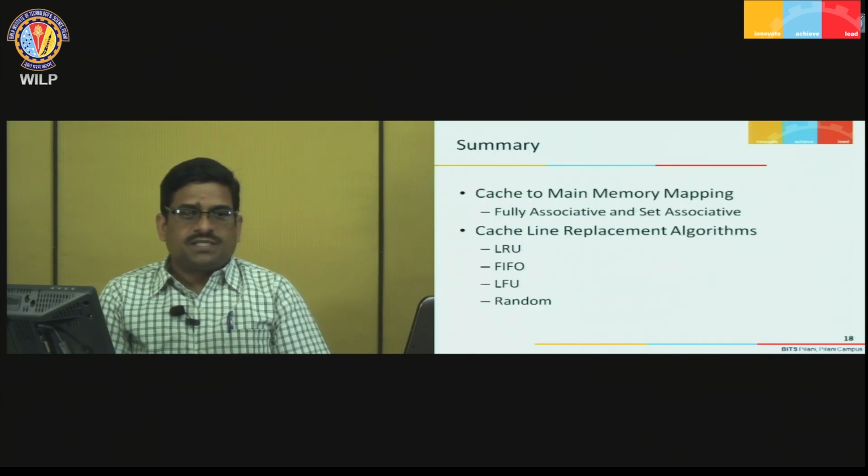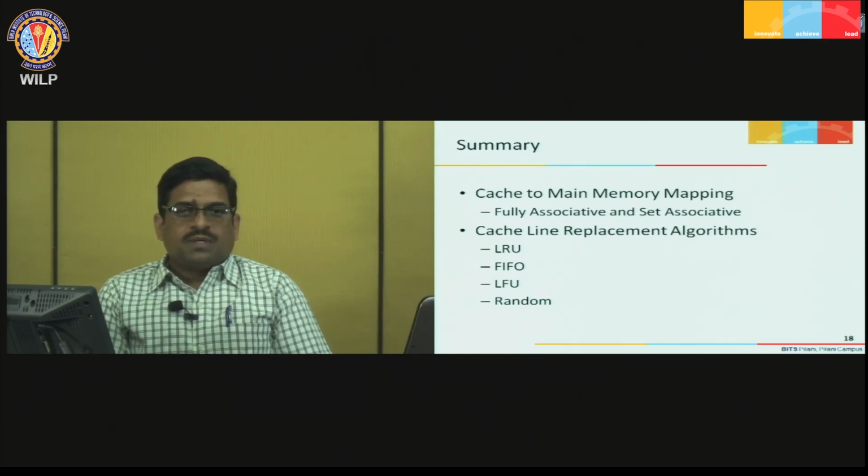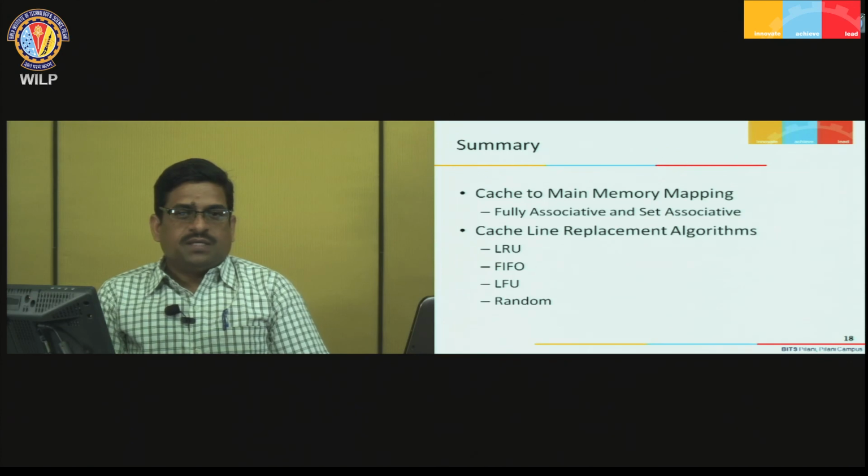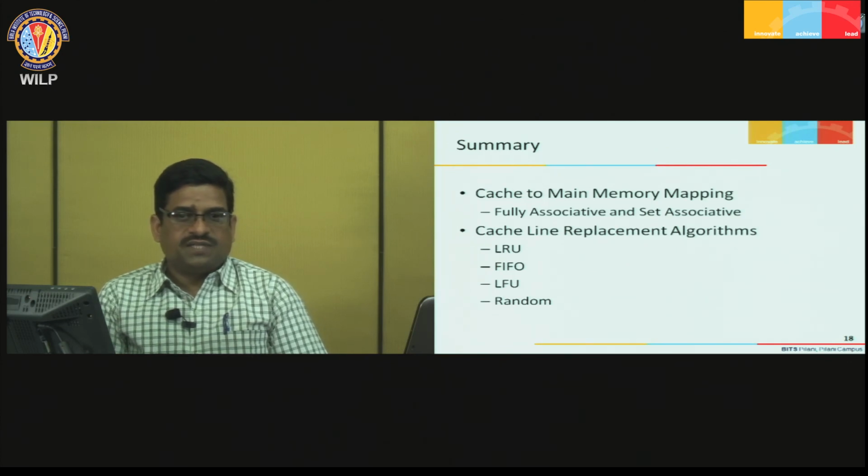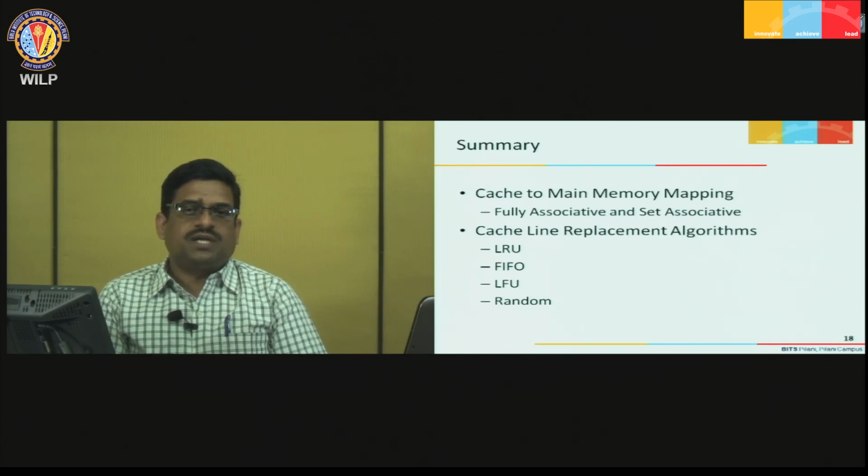So let us summarize what we discussed in today's lecture. I talked about cache to main memory mapping. We discussed two mappings with examples, fully associative and set associative, and then the cache replacement algorithms: least recently used, first in first out, least frequently used, and random.